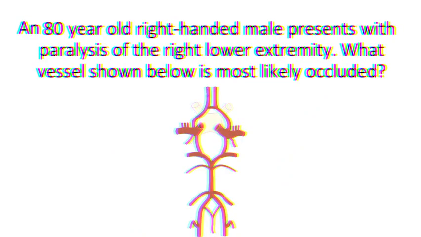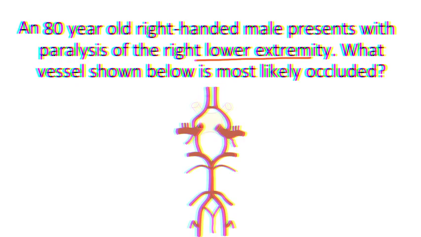Okay, here's another question. An 80-year-old right-handed male presents with paralysis of the right lower extremity. What vessel shown below is most likely occluded? In order to get this question right, you need to be familiar with the circle of Willis and the vascular supply of the precentral gyrus. Recall that the anterior cerebral artery, or ACA, supplies blood to the lower extremities. Because our patient has paralysis of the right lower extremity, or right leg, we can deduce that the left ACA must be occluded.